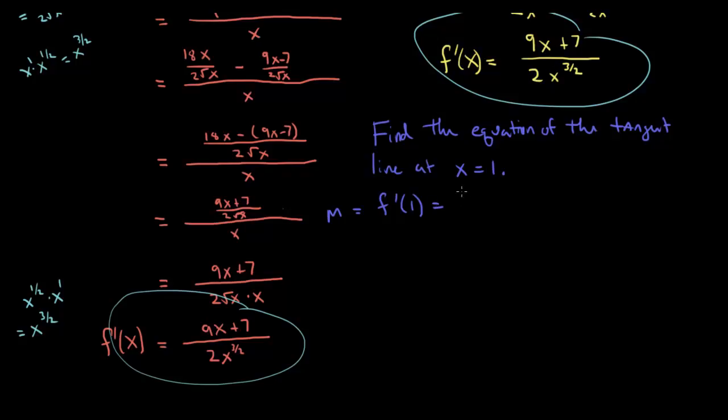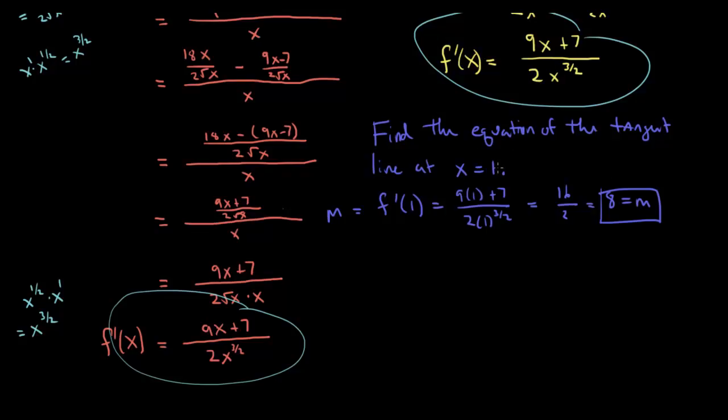Well, that's 9 times 1 plus 7 over 2 times 1 to the 3 halves power. Okay, so 9 times 1 is 9 plus 7 is 16, divided by 2 times 1, so it's over 2, equals 8. So there's my slope, it's 8. So to write the equation of the tangent line, I need a slope, which I have right here, and I need a point.